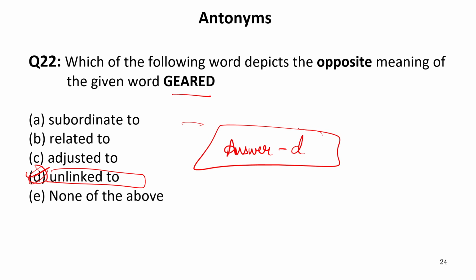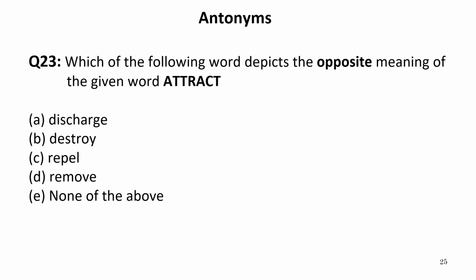So geared means when something is attached, when something is dependent on other, when something is related to something else. Whereas unlinked means which has no link at all. So let us move to the next one. The opposite of the word attract. Now this is very simple word. You must have heard this many times.